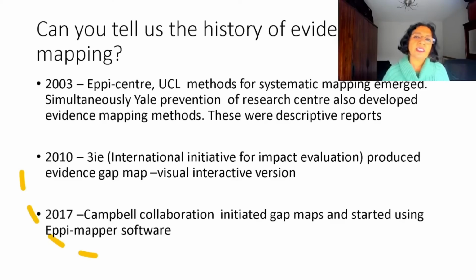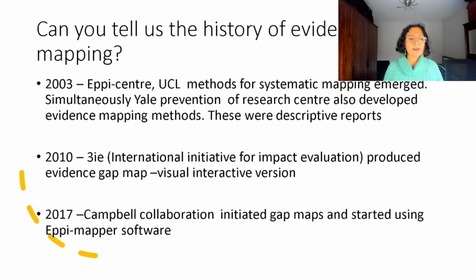So let us see a little bit about the history of evidence mapping. I'm not going into too much detail, just want to highlight some milestones. In 2003, systematic mapping methodology emerged from the EPPI-Centre, University College London. So that is where I work now. They have some kind of systematic mapping which is reported in the literature.